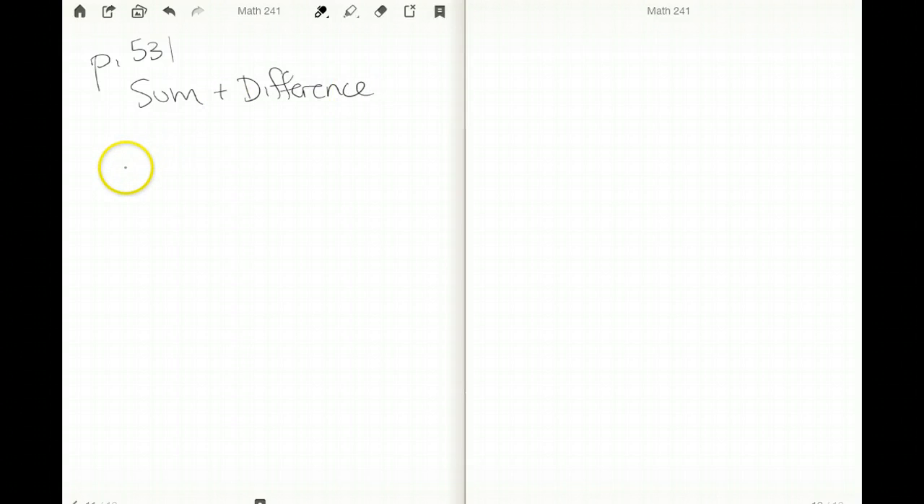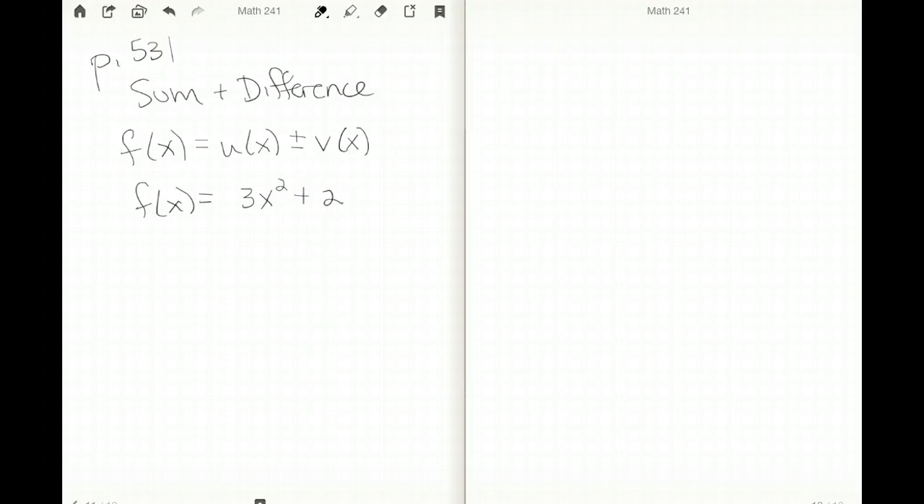Okay, so let's say that we had a function here, f of x, and let's say it was defined to be an expression of x plus or minus another expression of x. Maybe something like 3x squared plus 2x. That would be an example of a function defined by the addition or subtraction of two expressions of x. So if that's the case, how do we find f prime of x?